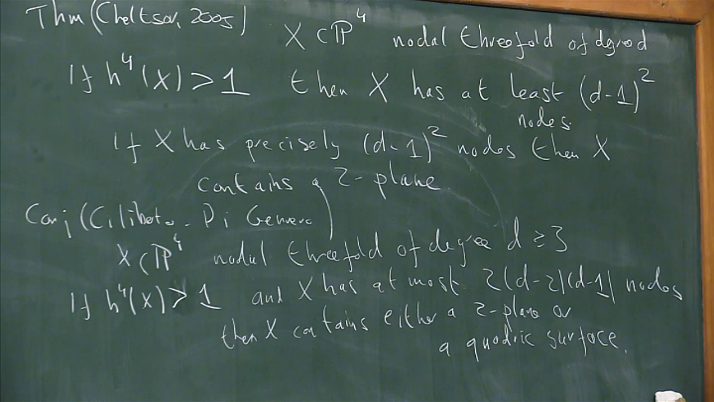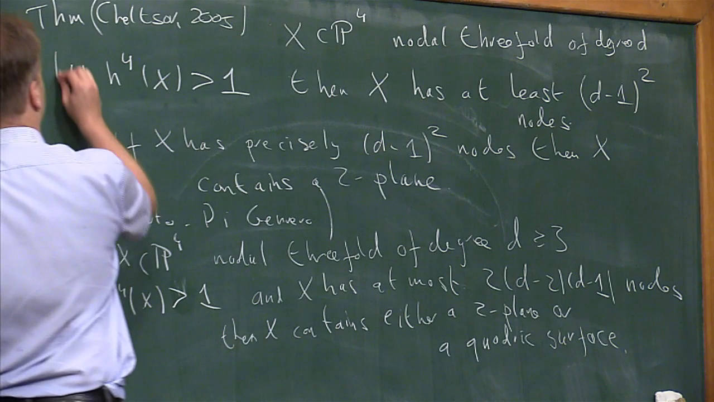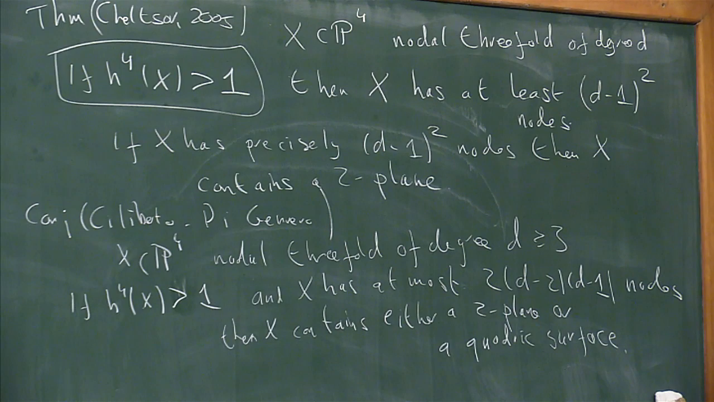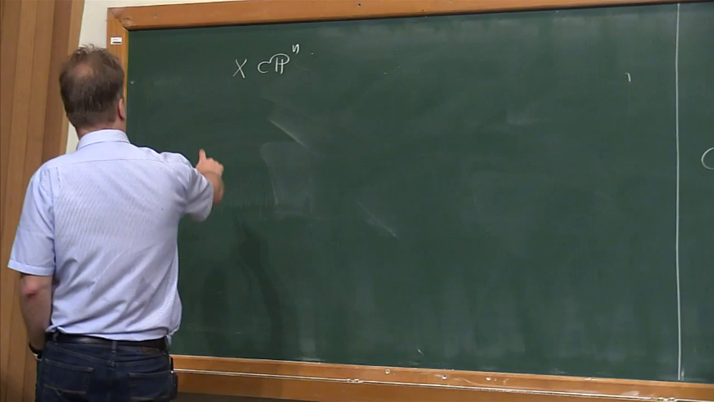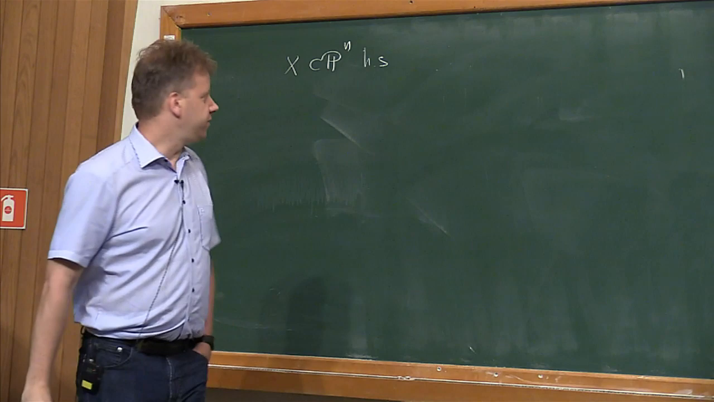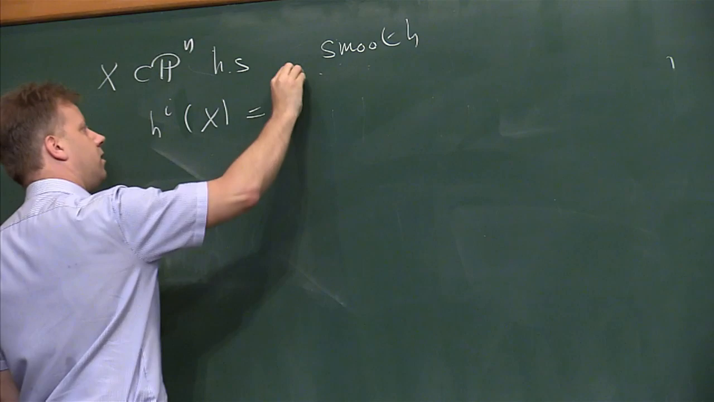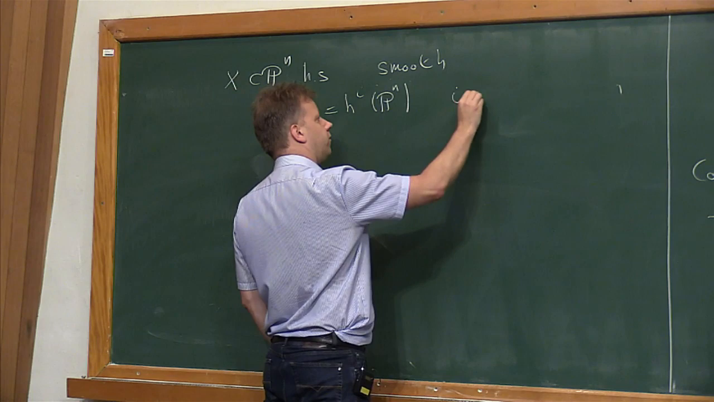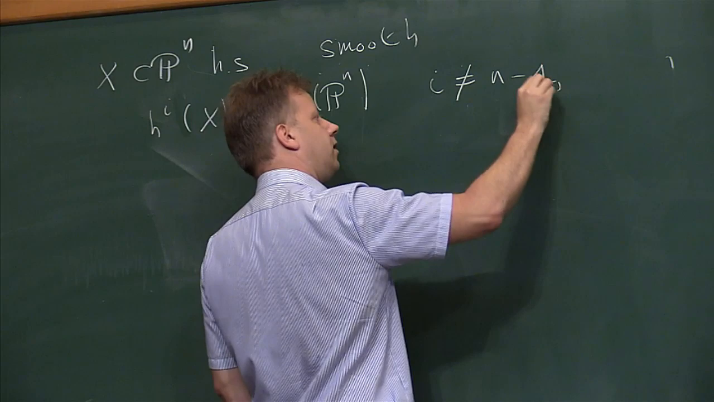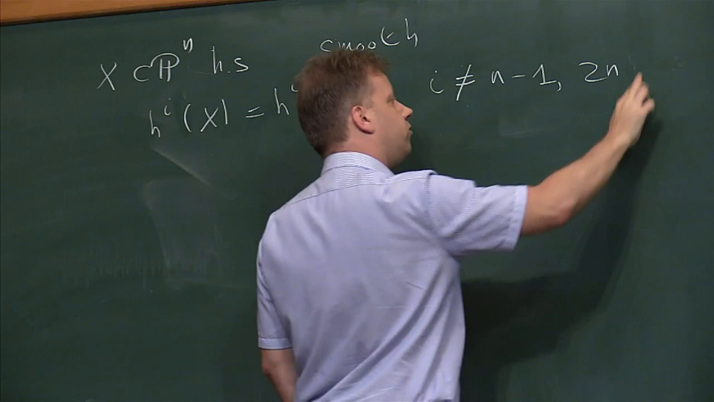Good. Most of you prefer to work with smooth projective varieties, so I will make some comments here about this condition. What you learn in somewhat advanced algebraic geometry is that if you take X, a hypersurface in P^n, which is smooth, then the Betti number of X is the Betti number of P^n for all i except n minus 1 and 2n. It's a typical thing you teach your students at some point in advanced algebraic geometry.